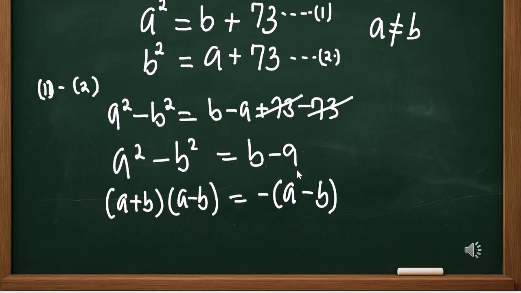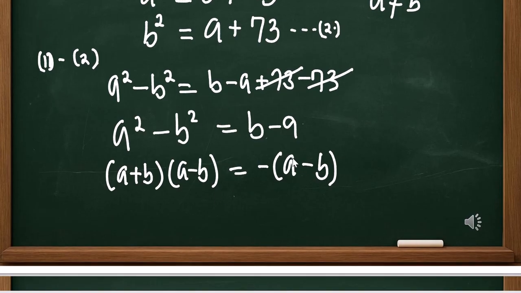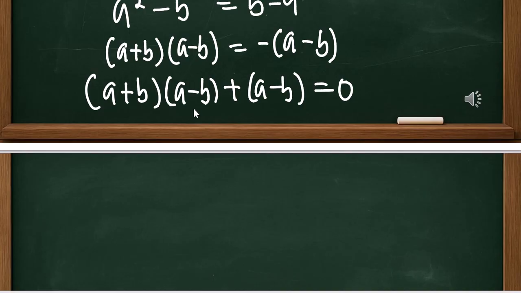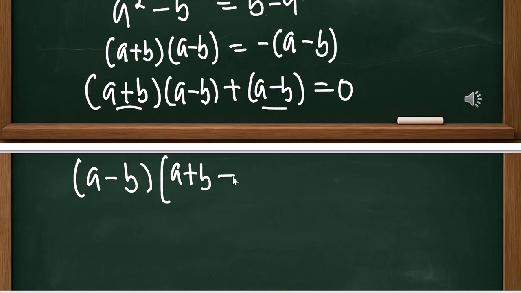Now, from here, don't divide. What we're just going to do is to move the right-hand side to the left-hand side. So here I'm going to have (a plus b)(a minus b) plus (a minus b) equals 0. So this is what we've got. Now from here, you can see that a minus b is common to both sides. So let's factor that out. A minus b factored out, and in the parentheses here, we're going to have a plus b, and here we have 1 left, which equals 0.